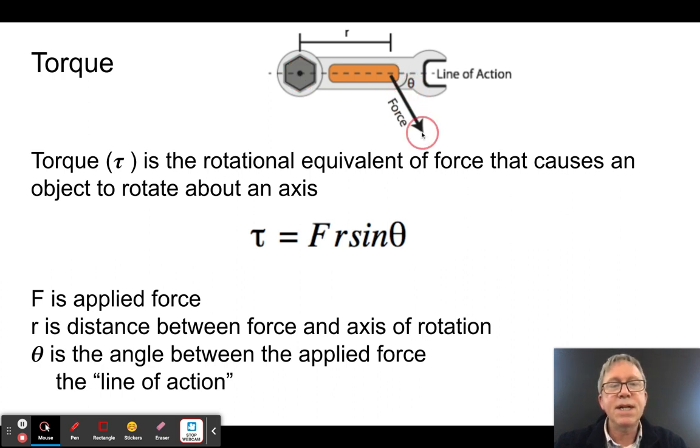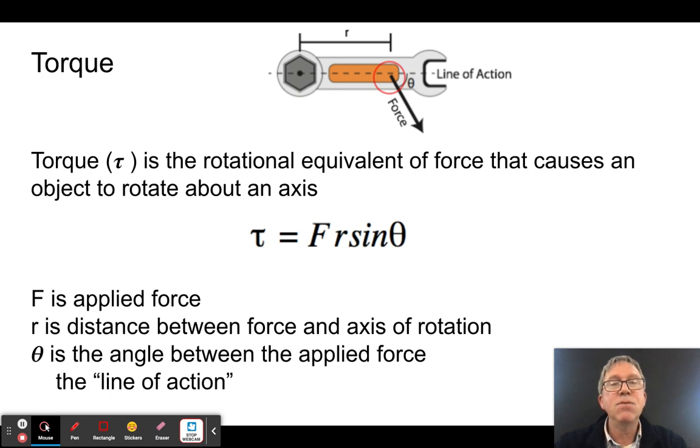And so if I want to calculate the torque, I use this equation here. This is one you just got to put in your brain. You got to memorize this one. Torque is equal to the force applied, in newtons, times the distance r away from the axis of rotation to where the force is applied. So how far away from the axis of rotation am I applying this force?